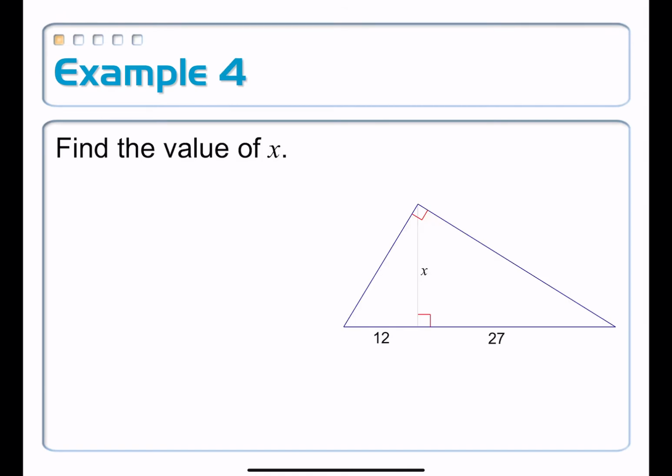Okay. So on example 4, let's find the value of x. And notice that in this picture, x is the length of the altitude in this right triangle, the one that goes from the right angle to the hypotenuse, and it's going to break up the hypotenuse into 2 parts. One of those parts is 12, and the other one is 27.